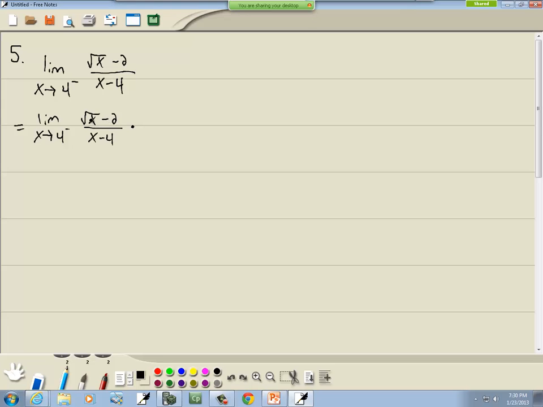Multiply by the conjugate of this. So the first part is the same, and the last part is the same, but the sign in the middle changes. So square root of x plus 2, and this will be square root of x plus 2.